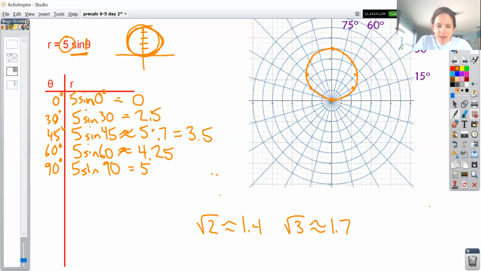I get the circle that I thought I was going to get all along, but I can see a couple different things here. First off, I can see better quality, like higher points on this, which is nice, more points, more specific points. And then I can also tell that I can actually get this whole circle just by going from 0 to 180 degrees. That will actually give me the whole circle.